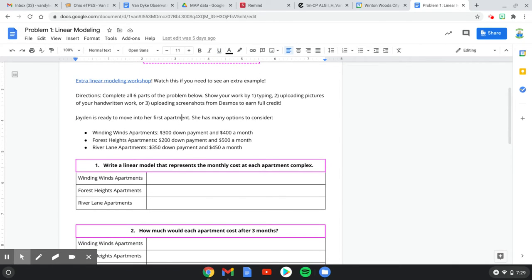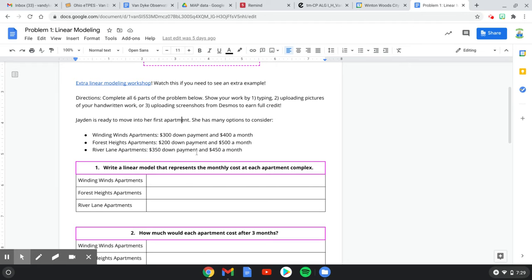We have our problem. Jaden's ready to move into her first apartment. She has many options to consider, which are these 3 apartments. Now there's a down payment for all of them, and a down payment is just a one-time fee. So Jaden pays, for example, for Winding Winds Apartments, a $300 down payment before she moves in. She gives them $300 one time, and then every month after that, she gives them $400 for rent.